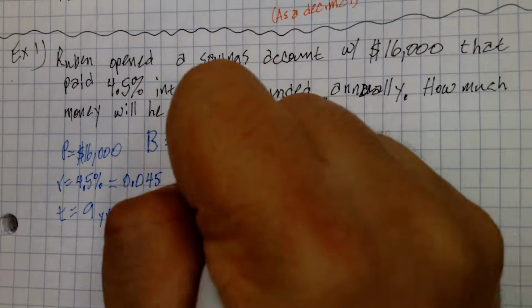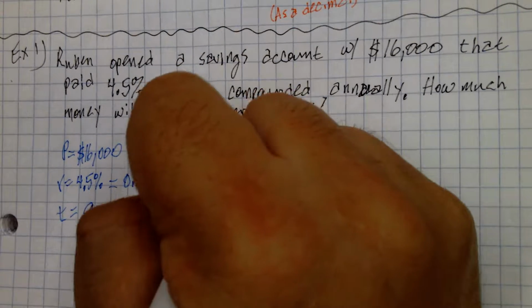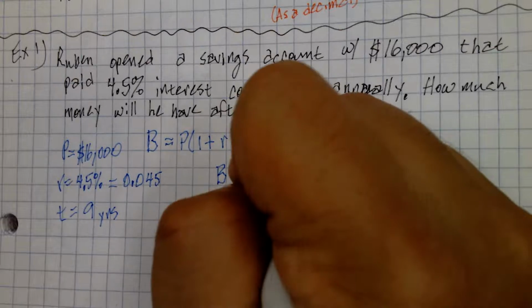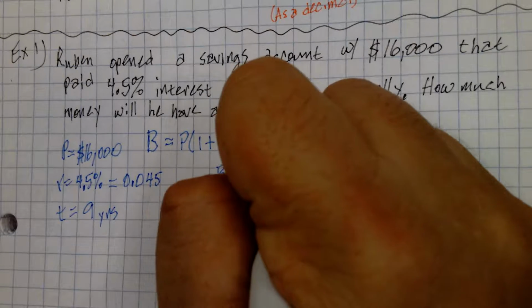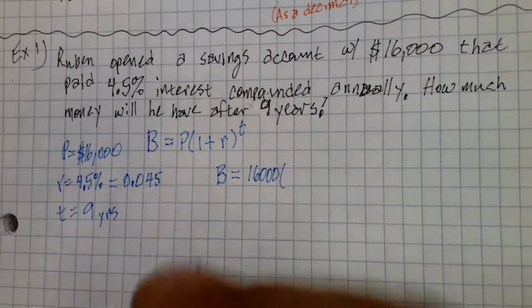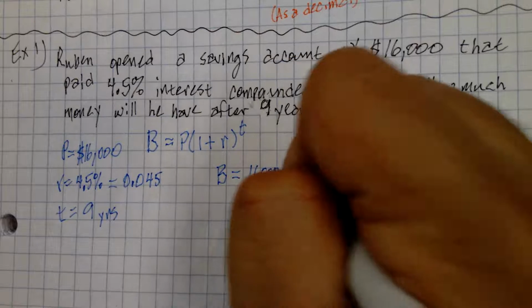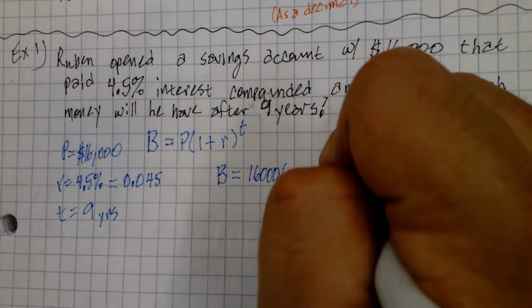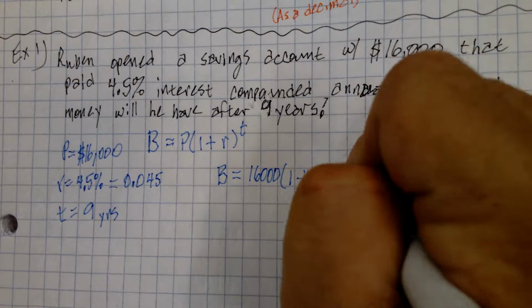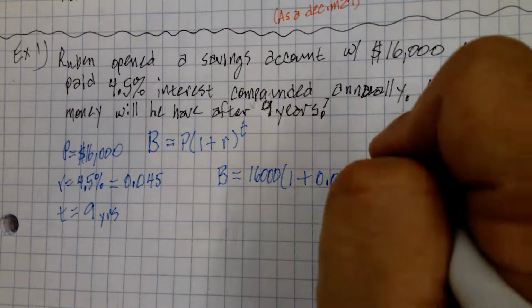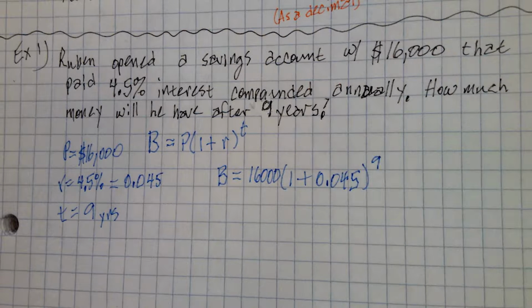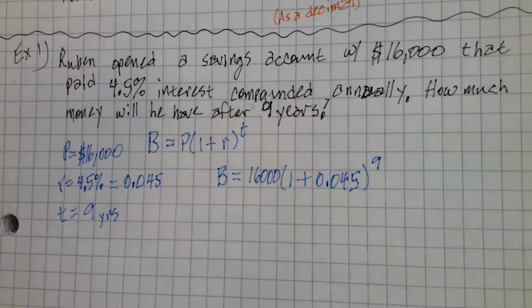So let's put it all in. The balance is 16,000 times 1 plus 0.045 raised to the ninth power. And let's see what we get. Go ahead and put that in our calculator. $23,777.52. Wow, that was quick. Anybody else got that?